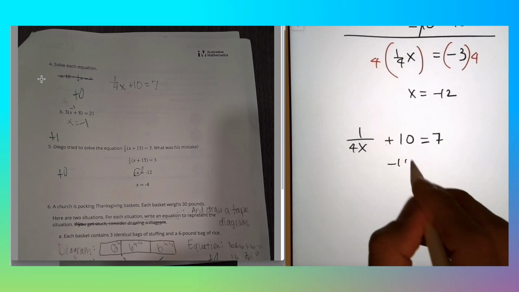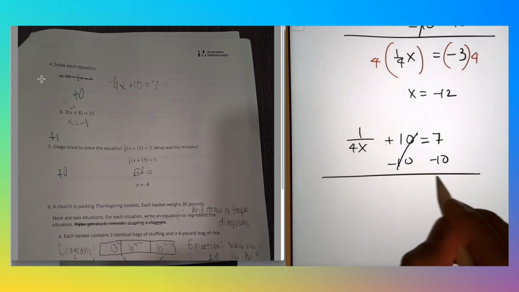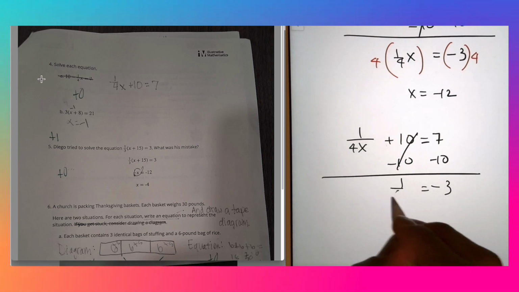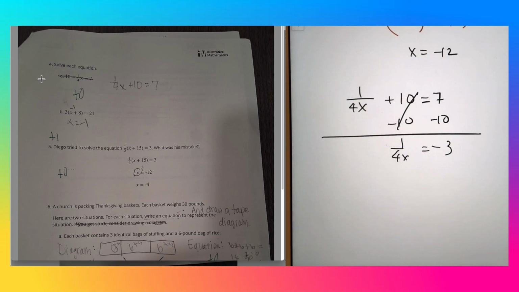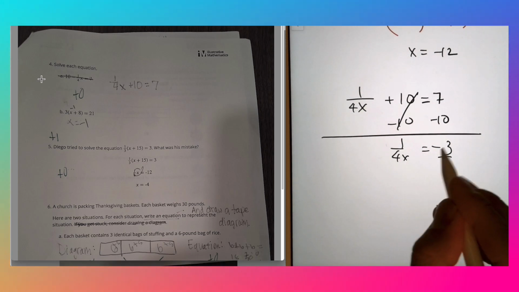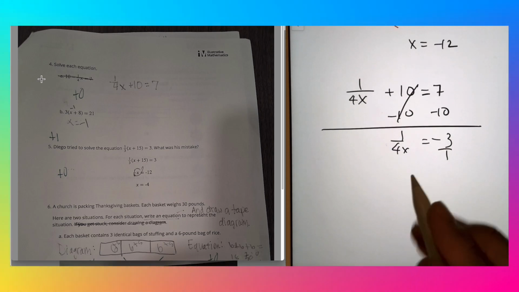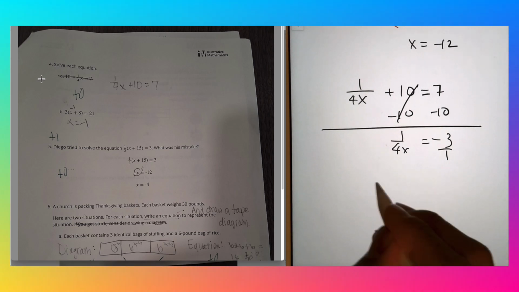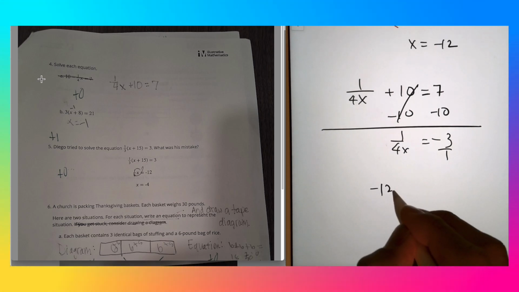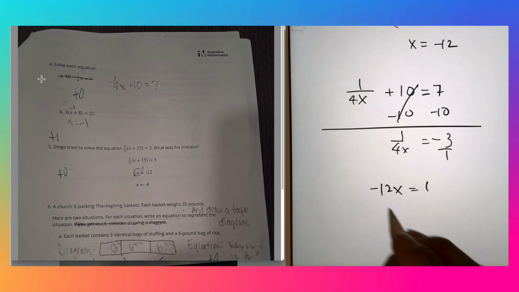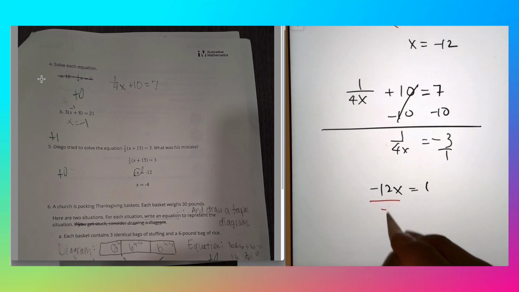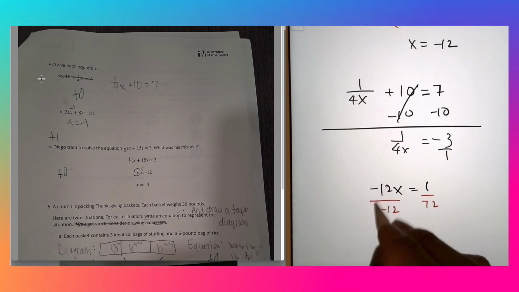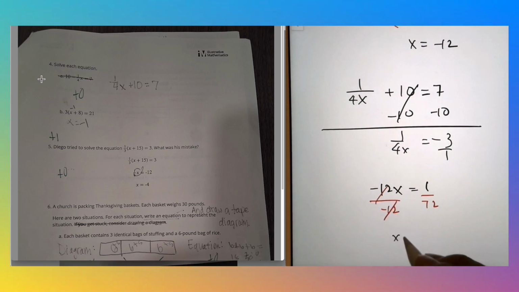then you subtract 10 on both sides, just like last time. And then you can cross multiply it, or you can flip it. If you set negative 3 over 1, you can flip both sides, top and bottom. So whatever method you choose, you're gonna get negative 12x equals 1, and you divide by negative 12 on both sides, then x equals negative 1 over 12.